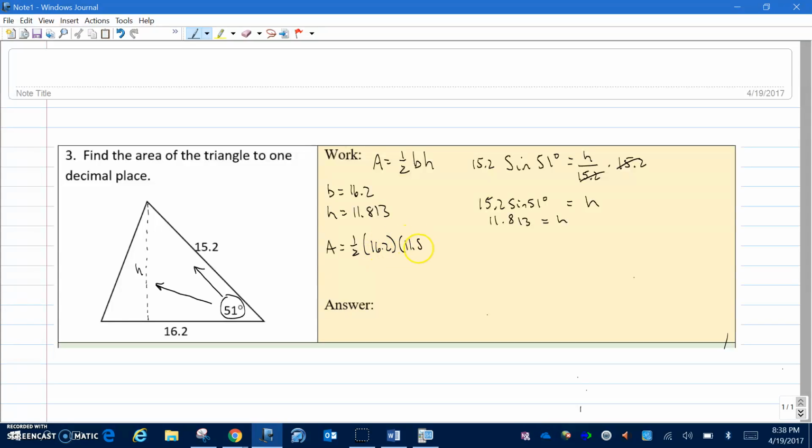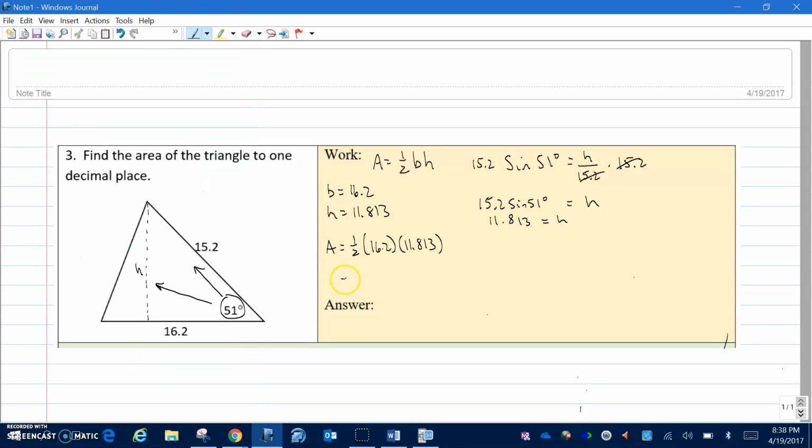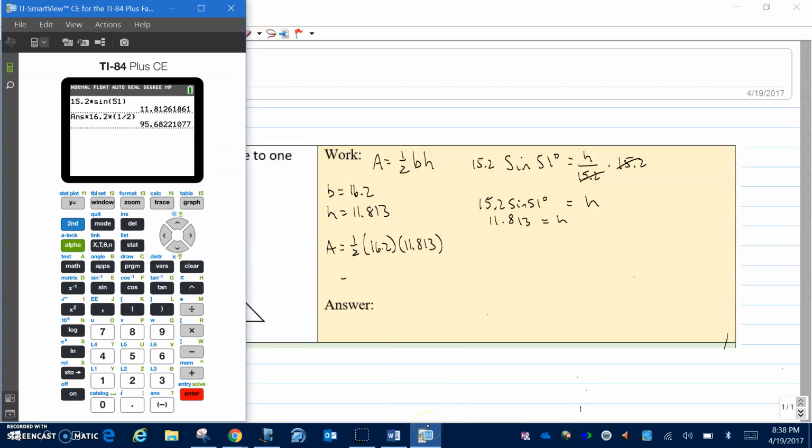So my area of a triangle is going to be 1/2 the base, which was 16.2, times the height, which was 11.813. And again, going back to our calculator, we'll take our answer times 16.2 and then times 1/2. And that will give us an area of 95.7 if we round appropriately.